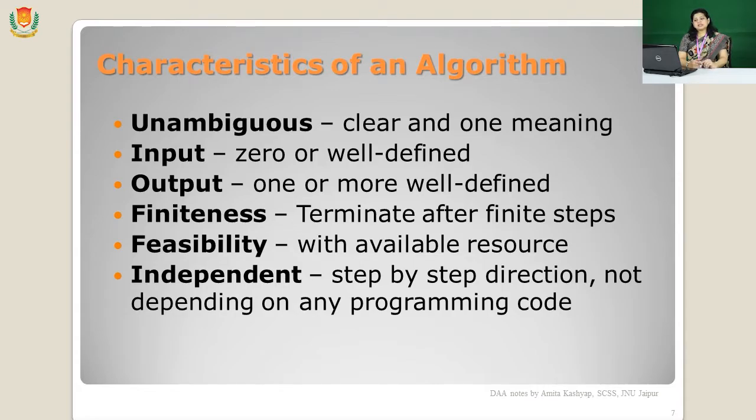The next criterion is input. There should be 0, or if there is more than one input, they should be clearly defined. So an algorithm should have clearly defined inputs. Then output. Definitely we are writing an algorithm to write some program that can generate a proper result. So there will be a certain expected result from the program. So 1, or if it's more than 1, then the outputs should be clearly defined. The next characteristic is finiteness.